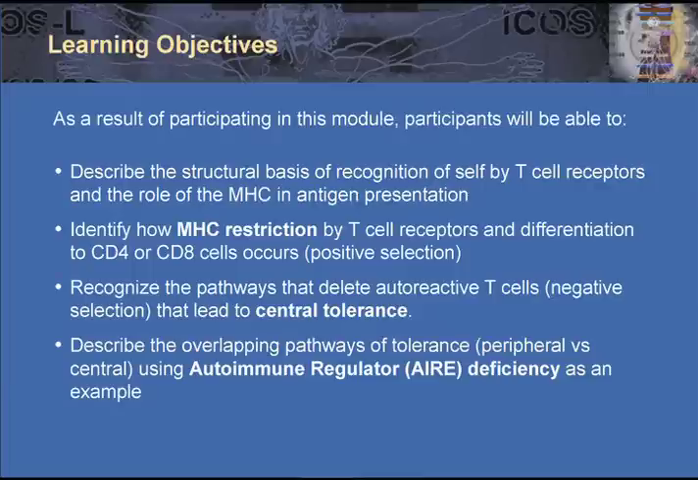Third, we're going to recognize the pathways that delete autoreactive T cells, the so-called negative selection, that leads to central tolerance. Fourth, we're going to describe the overlapping pathways of tolerance, the peripheral versus central tolerance pathways. And we're also going to use the autoimmune regulator deficiency, AIRE deficiency, as an example.